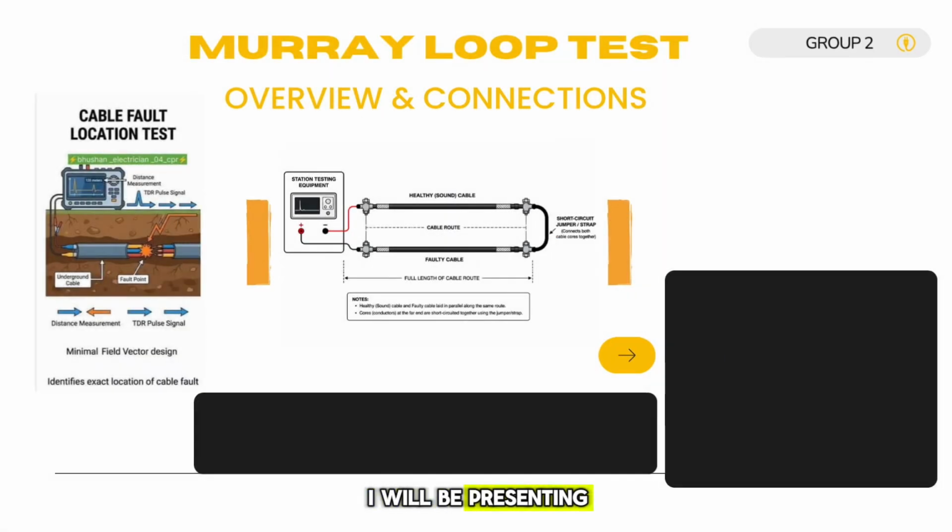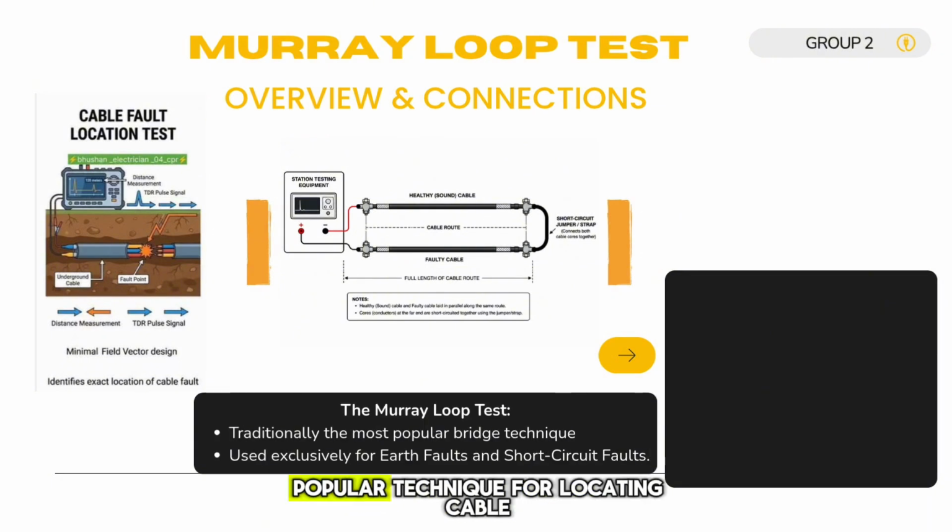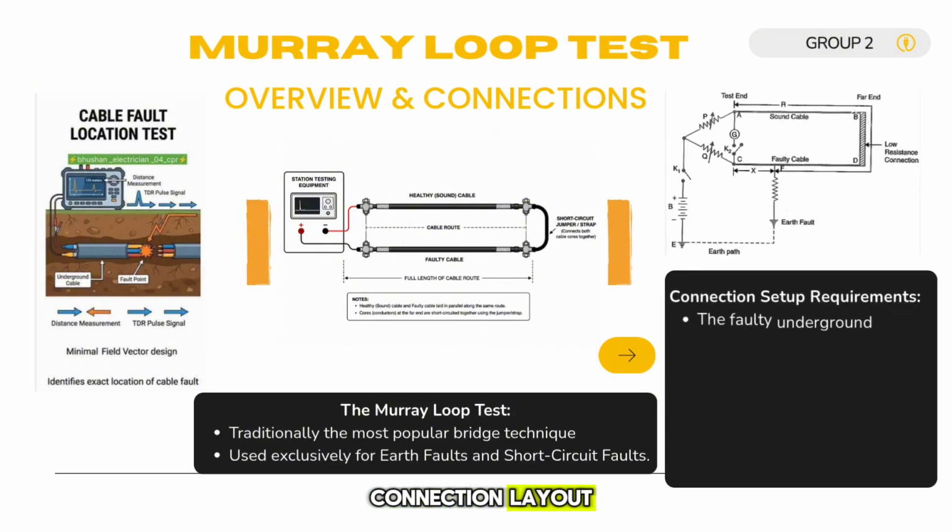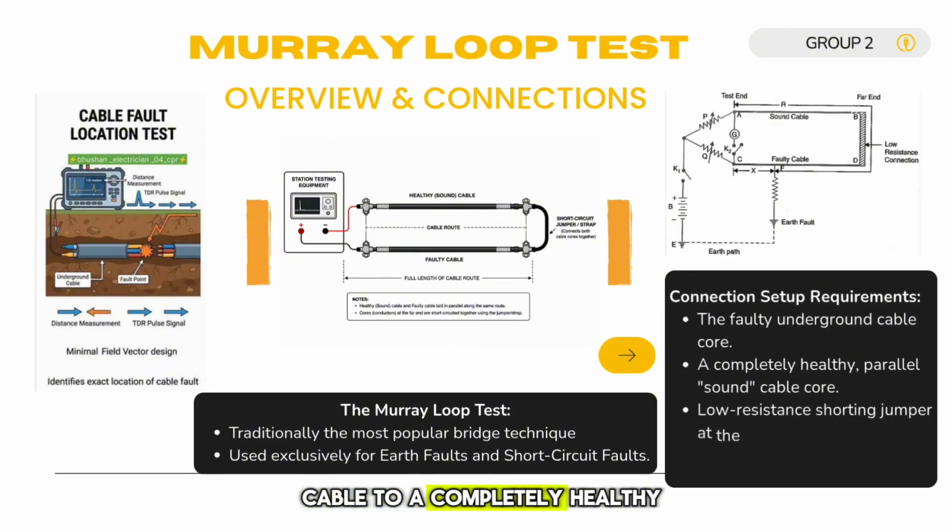I will be presenting the first method assigned to our group, the Murray loop test, which is traditionally one of the most popular techniques for locating cable faults. This method operates on the principle of a Wheatstone bridge circuit. To set up this test, as illustrated in our connection layout, we connect the faulty cable to a completely healthy, parallel sound cable running beside it.